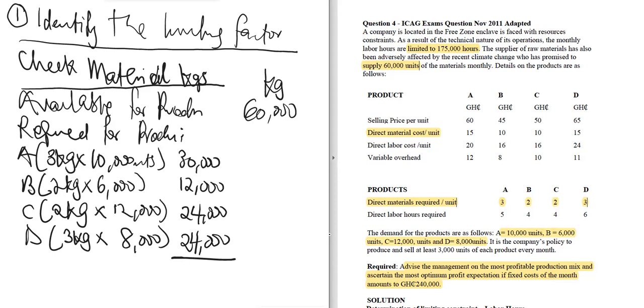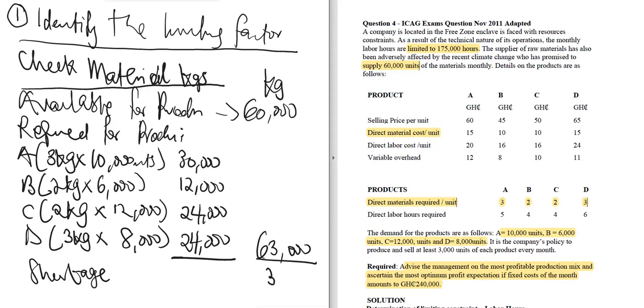So when I put all together, the total materials that I need for production is 30,000 plus 12,000 plus 24,000 plus 24,000. That means we need 90,000 kg, but we only have 60,000 available. That means that there's a shortage of what?